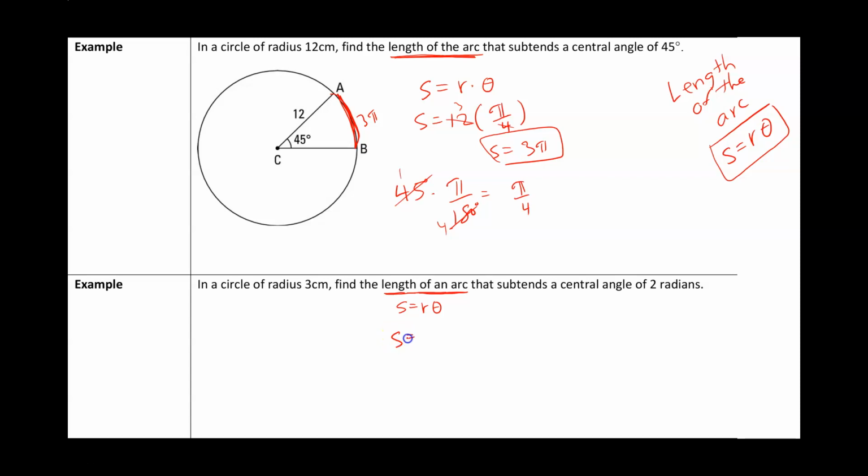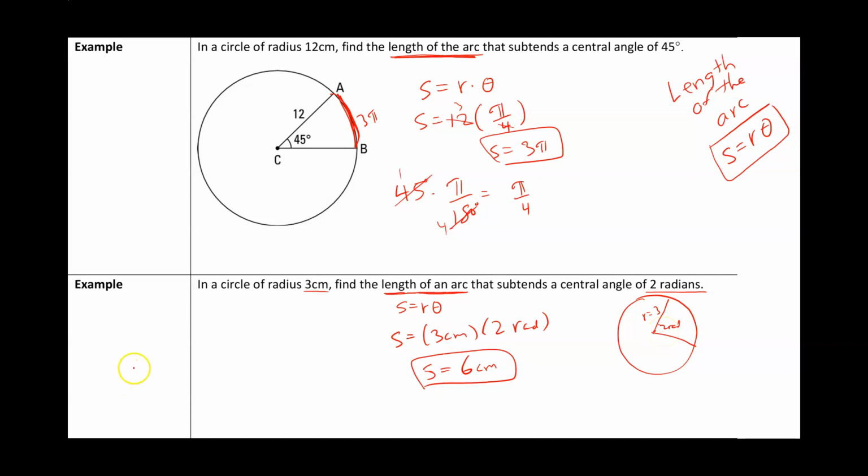Okay, so here's what we know. We know the radius is 3 centimeters, so I'm going to put in 3 centimeters for the radius. My theta is 2 radians. This time it's already in radians, so that'll be 2 radians. So my arc length is going to be 6 centimeters. If I were to make an illustration of this, my angle is going to be 2 radians, and then my radius r is 3 centimeters. I always multiply theta times r, where theta is in radians, and I get 6 centimeters.